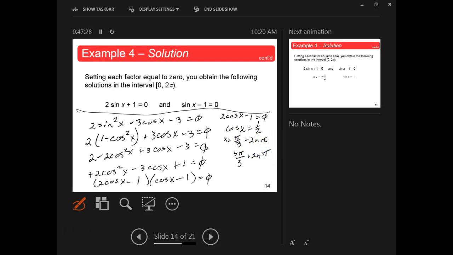Okay, that just deals with the first one. We still got the second one to go. Where is cosine x minus 1 equal to 0? Yeah, that's cosine x equal to 1, and where's that true?